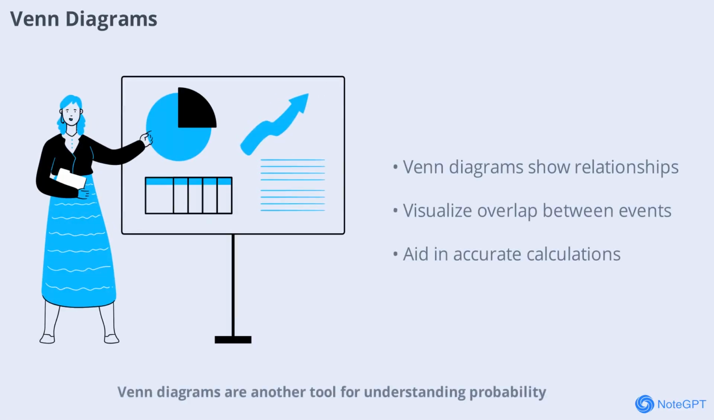Venn diagrams are another tool for understanding probability. They use overlapping circles to show relationships between different events. Venn diagrams help us see which outcomes are shared between events and which are unique. This is especially useful when dealing with events that are not mutually exclusive. By visualizing the overlap, we can calculate probabilities more accurately.